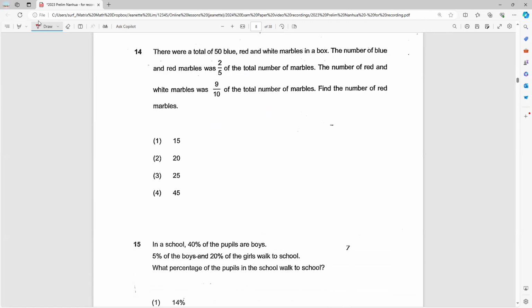Okay, so ratio, let's write down all the ratios first. First one, 2/5. Blue and red, 2/5 of total. So blue plus red to the total is 2 to 5. The other ratio, red and white, was 9/10. So red plus white to total is 9 to 10.